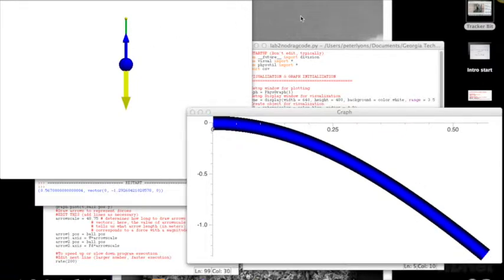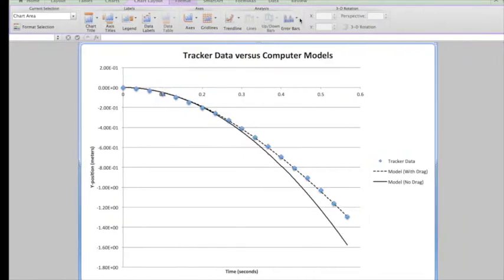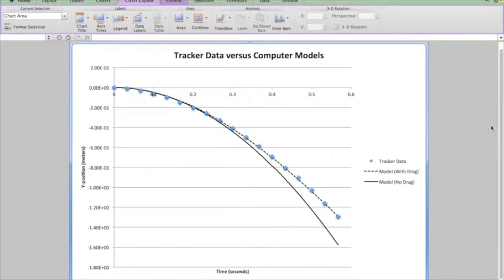Taking all the data and all of our model from Tracker and putting it into Excel, we get this graph, with the blue diamonds being the Tracker data, the solid line being the model without drag, and the dashed line being the model with drag. And as you can see, once we account for drag, the computer model fits the Tracker data almost perfectly.